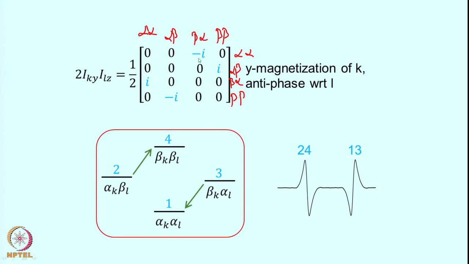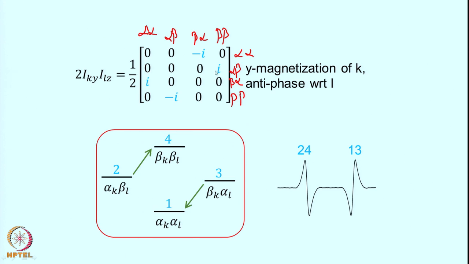Now what do we see here? We see minus i and i, and this one is represented in the same manner here. Now once again you see you have opposite signs. What is the meaning of opposite signs? First of all, these are imaginary numbers. The imaginary numbers meaning we have a dispersive component.